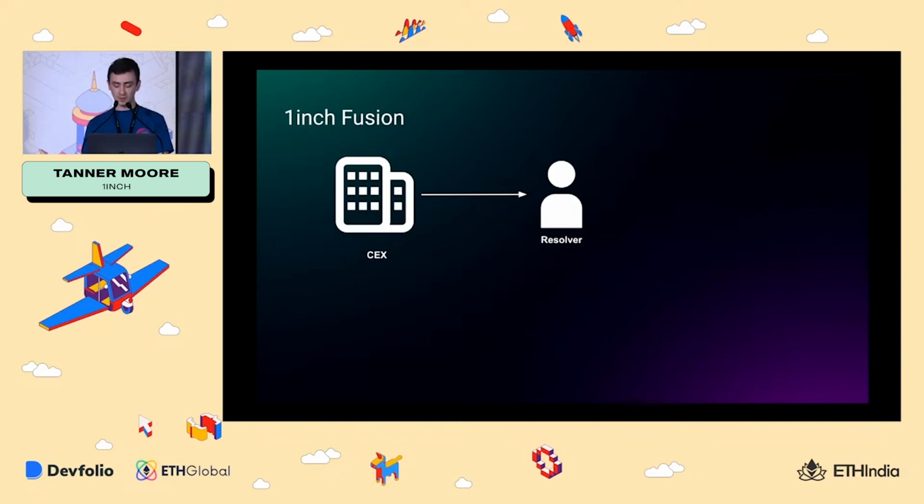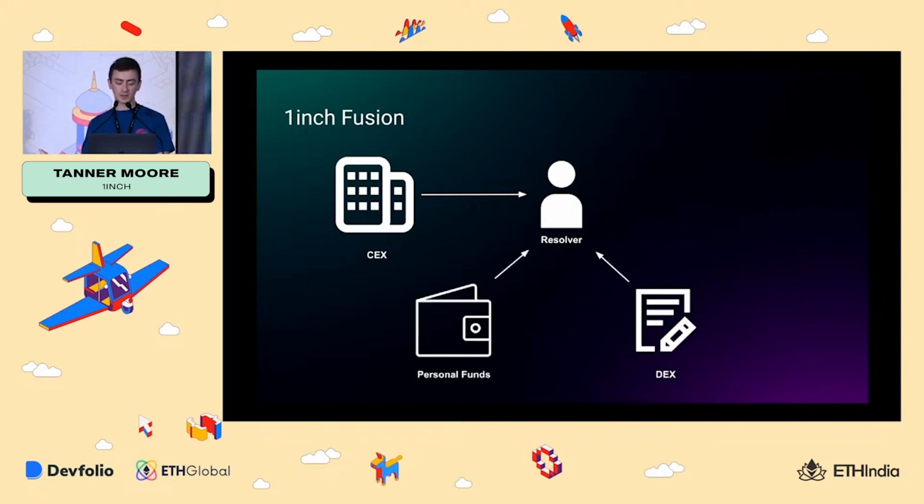So resolvers might be getting their liquidity from centralized exchanges. It might be through personal funds. It might just be using a DEX like 1inch behind the scenes to actually do the swap, or they might be doing something more sophisticated like cross-chain swapping.